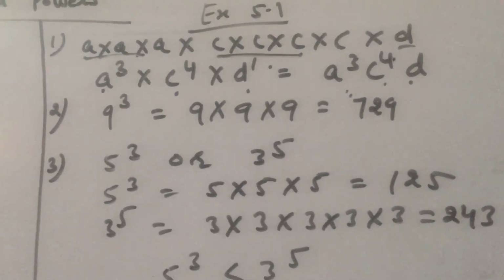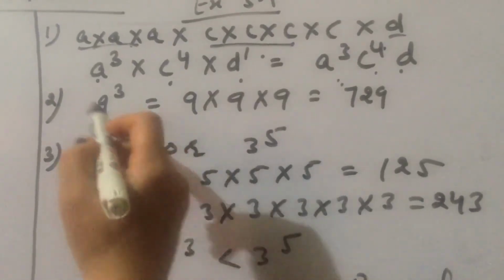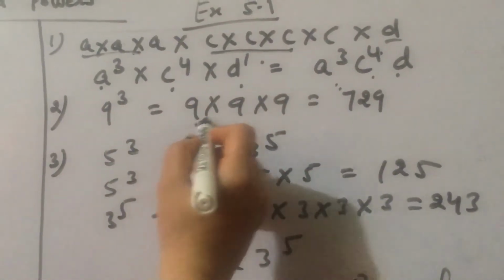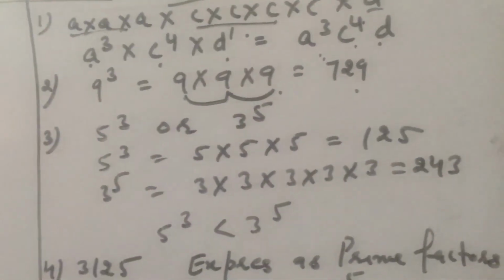Next is 9 raised to power 3 is given. We have to simplify. So write 9 three times, 9 into 9 into 9. 9 9s are 81, 81 9s are 729.